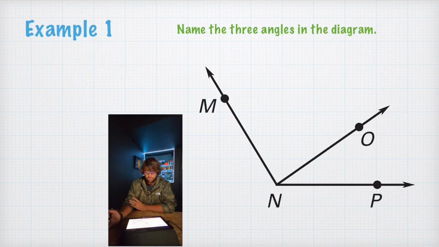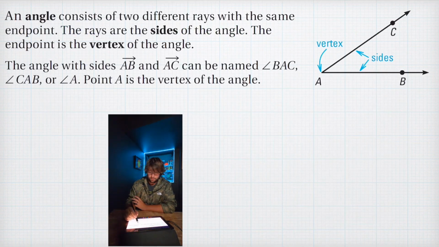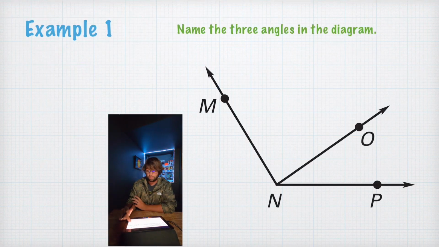Example 1: name 3 angles in this diagram. This is why you can't always name an angle with a single letter. With the last example, you could name it with a single letter because there's only one angle shown. But in this example, there are actually 3 angles. If you called this angle N, how do we know you're not talking about this angle or this angle? So you really need to use the 3 letters if there's more than one angle present. Name all 3 angles.